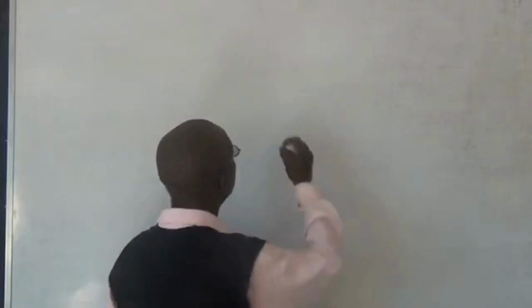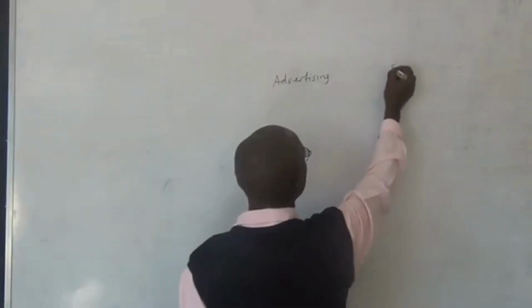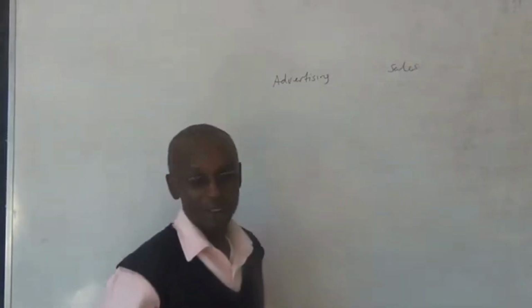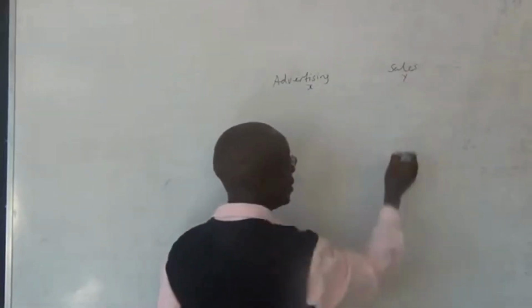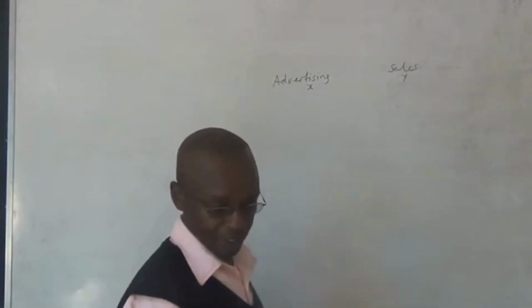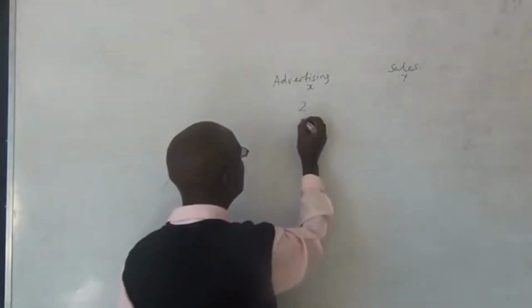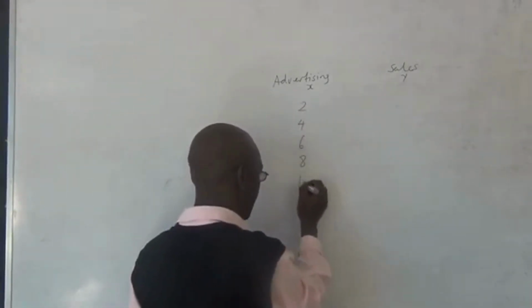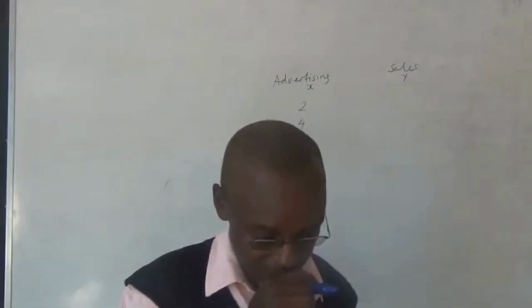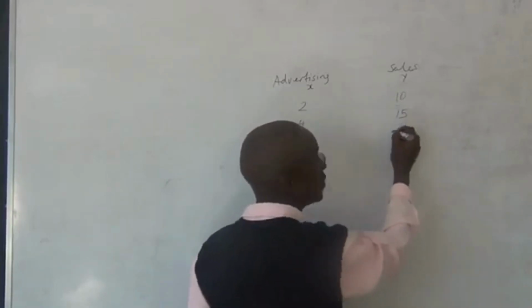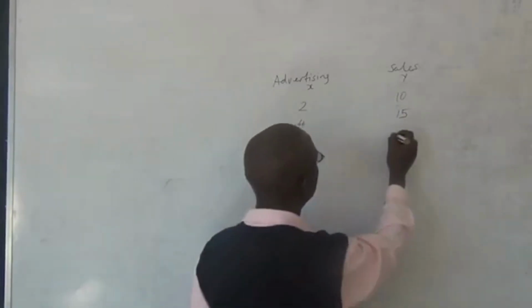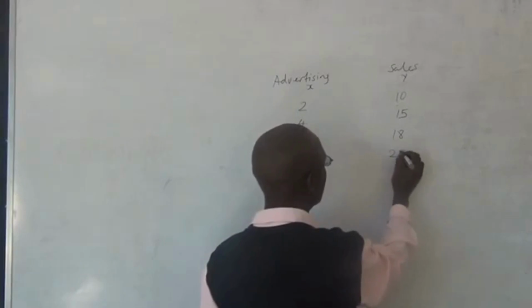Example: the following data shows advertising expenditure and sales. So this is advertising and this is sales. So we said that this is x and this is y. So advertising 2, 4, 6, 8, 10. Sales 10, 15, then 18, 25, 30.